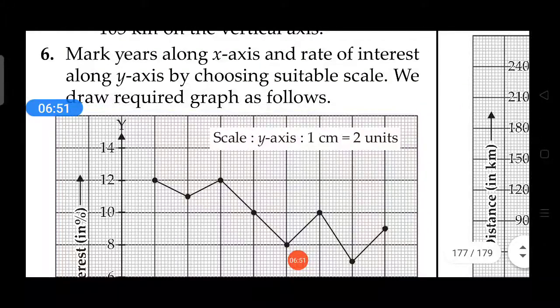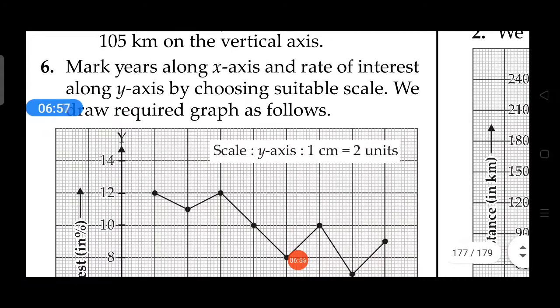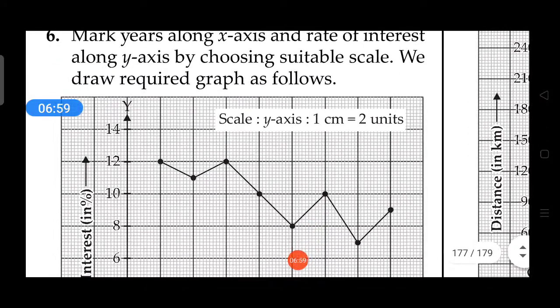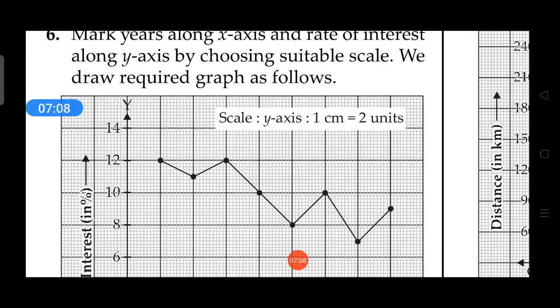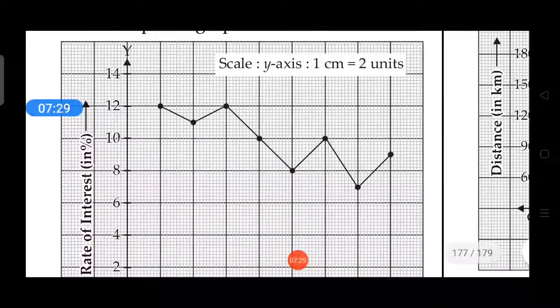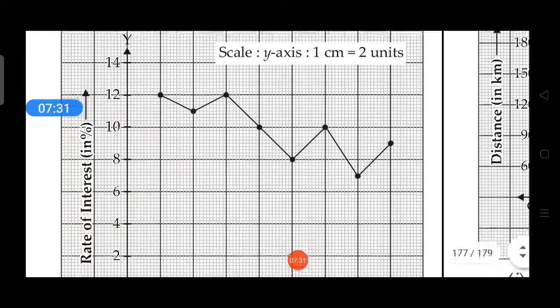Now question number 6. We have to draw the following table. Question number 6 I am reading. The following table shows the rate of interest per annum on the fixed deposits by Reserve Bank of India during 2001 to 2008, and years start from 2001 to 2008, and rate per annum, that is 12, 11, 12, 10, 8, 10, 7, 9, and we will depict the information by drawing a graph.